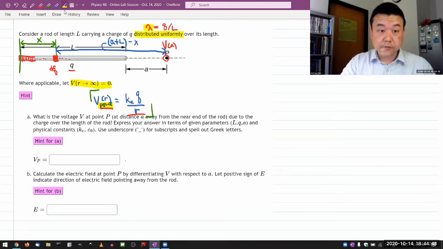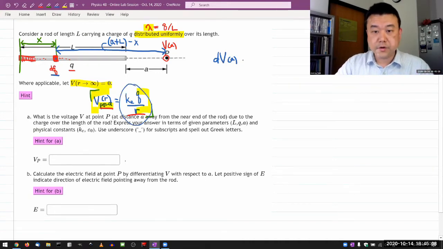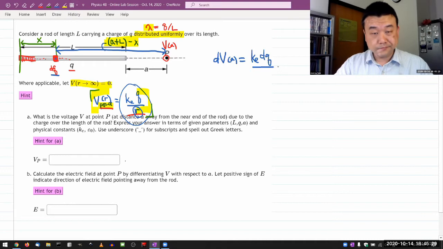So now I can actually use this formula. I can use the formula for potential due to a point charge. I can say the small amount of potential dV at point A due to that small amount of charge dQ is given by this formula, just substituting the right expressions here. It's going to be Coulomb constant times the amount of charge dQ divided by the distance, which is represented by r here, and I need to be sure to plug in the correct expression, not just the r, which was just the general expression for a distance. So a plus L minus x.